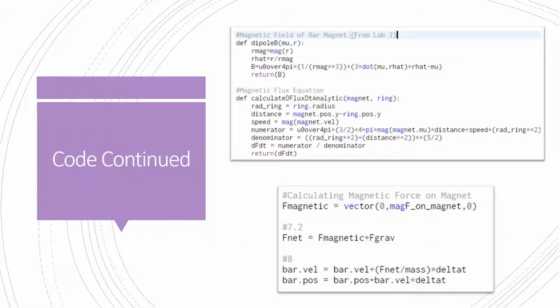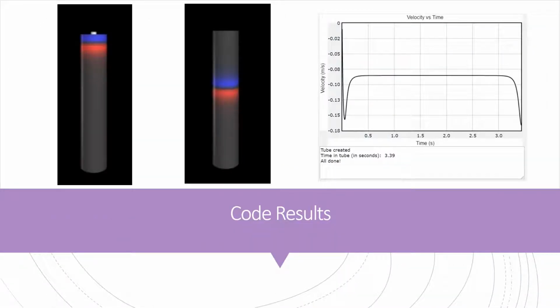The top code screenshot shows where both the magnetic field equation of a bar magnet and the equation for magnetic flux were created. Then, in the bottom screenshot, after every loop was run, the net force on the magnet was found by adding the magnetic force and the gravitational force, and then changing the position of the bar magnet based on this value. This slide shows the results of my code.